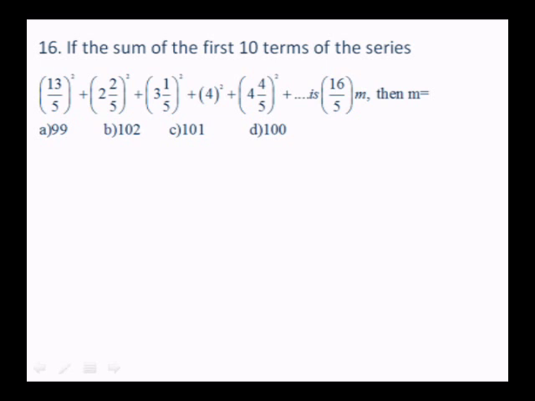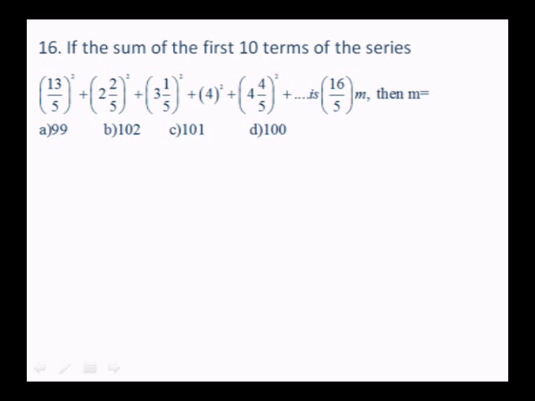The 16th one: the sum of the first 10 terms of the series (1 and 3 by 5) whole square plus (2 and 3 by 5) whole square plus (3 and 3 by 5) whole square plus (4 and 3 by 5) whole square etc. is 16 by 5 into m. Then what is the value of m?